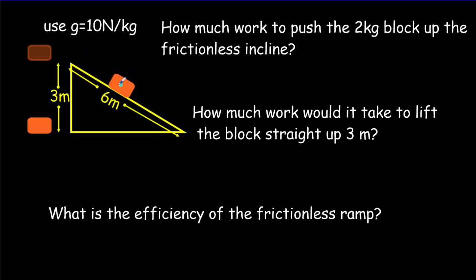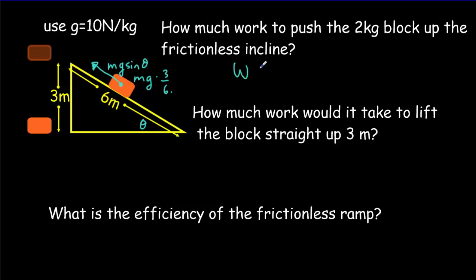And if there's no friction, the force that we're going to have to use is going to equal the component of weight acting along the incline. And if this angle here is theta, then this would be mg times the sine of theta. Now, of course, the sine of theta is the opposite over the hypotenuse, so this is going to be mg times 3 all over 6. So if we push the block with a force of mg times 3 over 6, our force will exactly balance out that component of the weight, and we'll push it up at constant velocity.